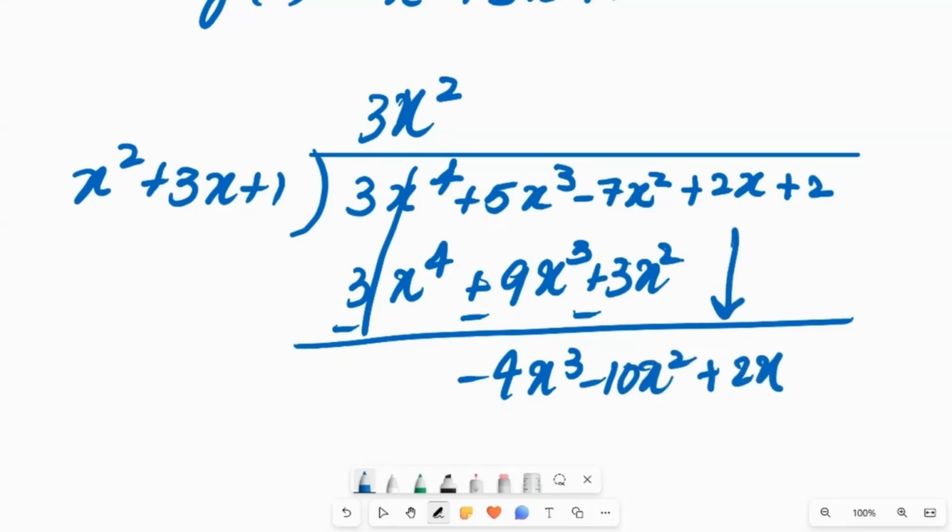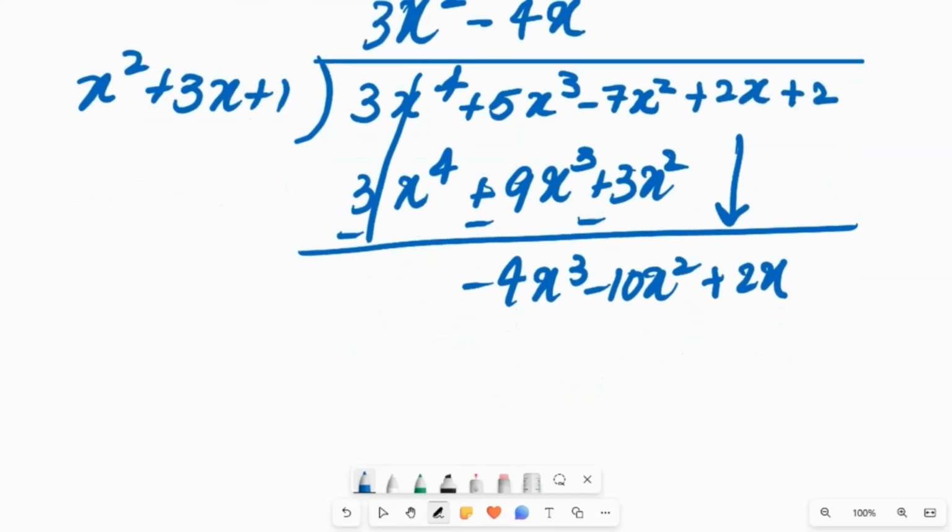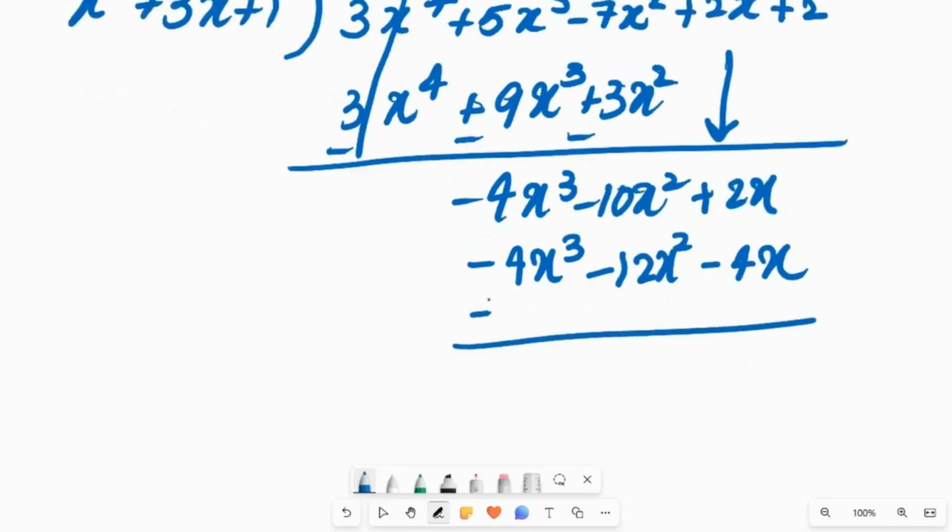We need to multiply to x square to become minus 4x cube. Obviously, we would multiply minus 4x. If you multiply minus 4x to x square, it would become minus 4x cube. So if you multiply minus 4x to all the terms of g of x, you would get minus 4x cube minus 12x square and minus 4x. So now change all the signs. This would be plus, this would be plus, this would also be plus.